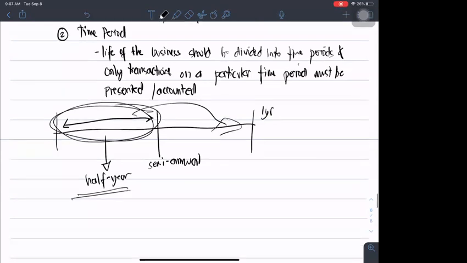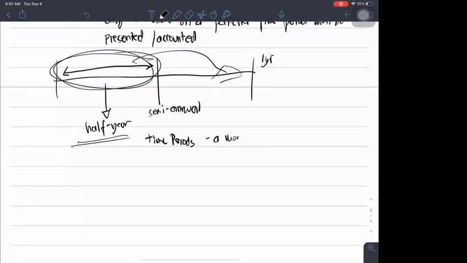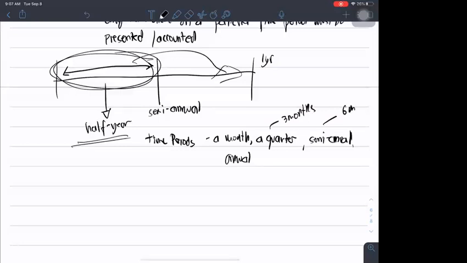Your time periods can either be a month, a quarter, semi-annual, or annual. Of course, a month is per month, a quarter is composed of 3 months, semi-annual is composed of 6 months, and annual is composed of 12 months.